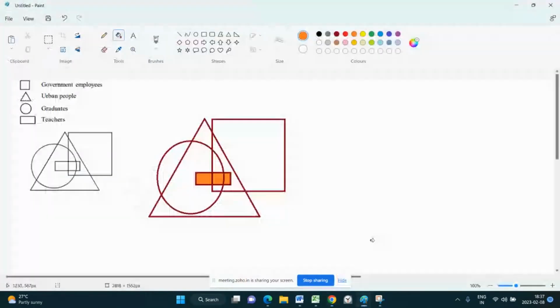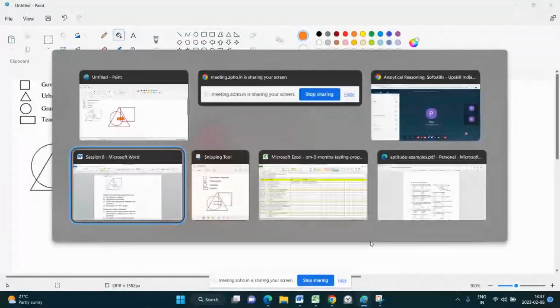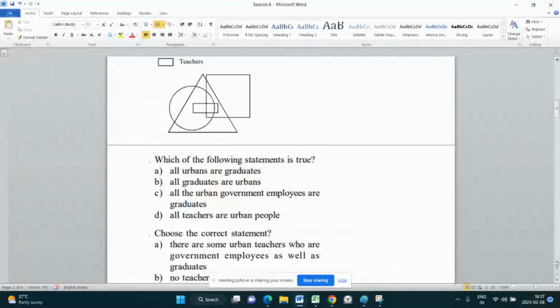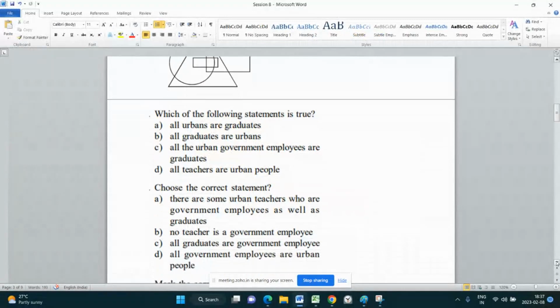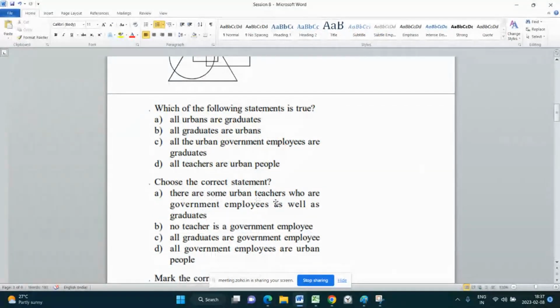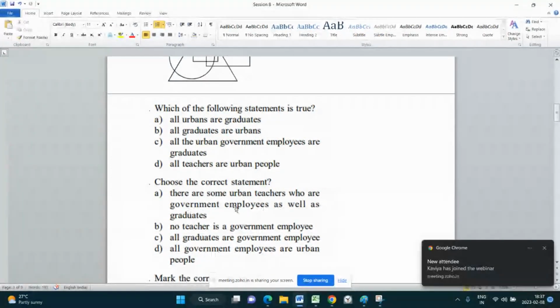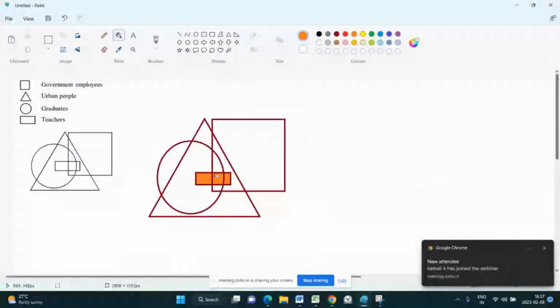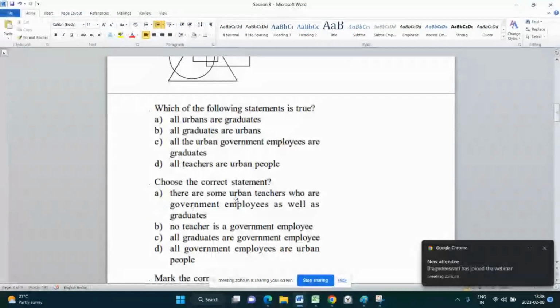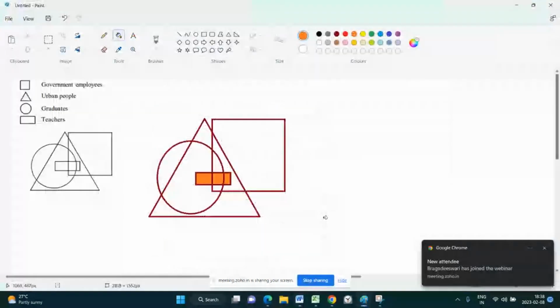We are going to use the same Venn diagram and check this statement. There are some urban teachers who are government employees as well as graduates. We want to see first urban teachers. Urban teachers are here. We have already marked it for the last one. And government employees are here. There are some urban teachers who are government employees. Urban teachers are part of these government employees.